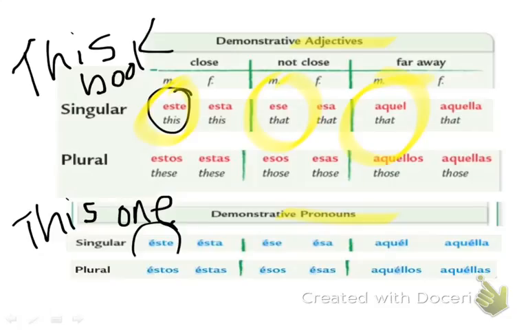Wait, so the bottom far ones mean the exact same thing as the top ones? Yes, they mean the exact same things. It's just that this is not just this, it's this one. Because I'm taking out my noun. This book, este libro, versus este, this one. Once you've already established what you're talking about, there would have to be context around it for you to know what I'm talking about if I start replacing things.